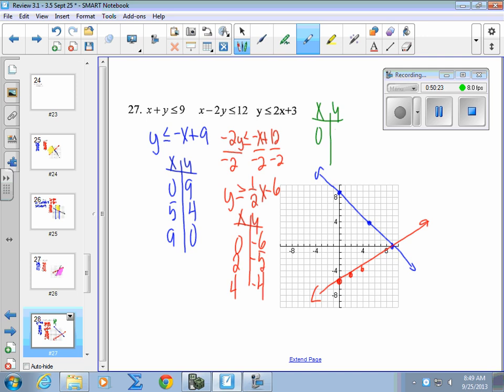Plugging in 0, we get 3. Plugging in 1, we get 5. Plugging in 2, we get 7. So we have 0 and 3, we have 1 and 5, and we have 2 and 7.